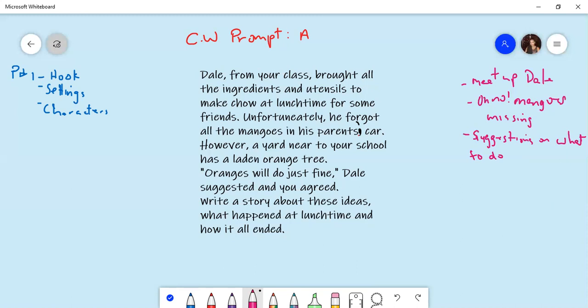How were you able to get the oranges? Right? Or were you able to get the oranges? That's a big question. Did you all get the oranges? That's the main question here. Did you all get the oranges? And if you did, what happened? If you did not, what happened? So it all leads to what happened. So this is the climax of your story. What happened?